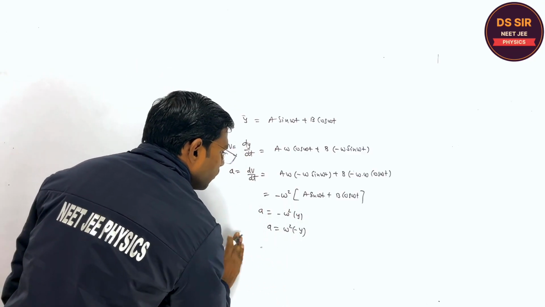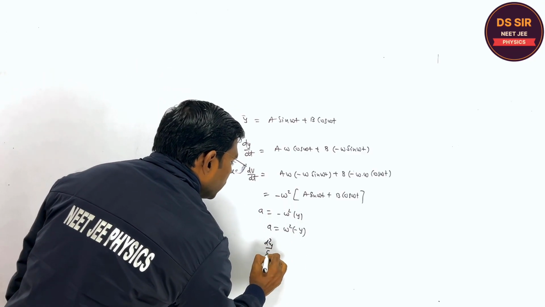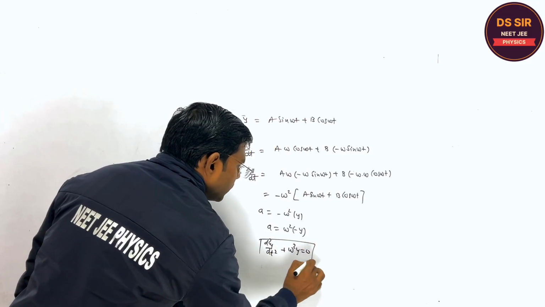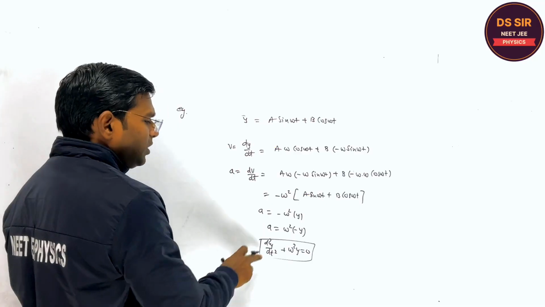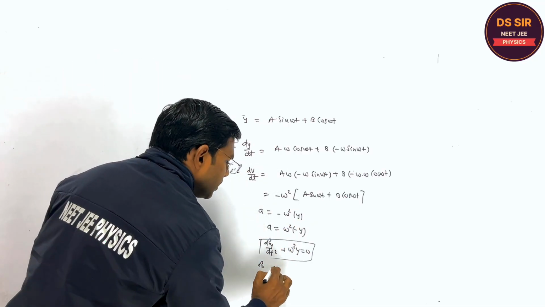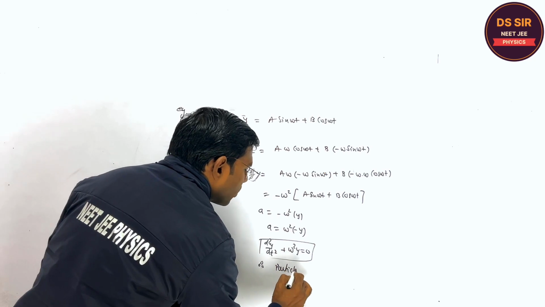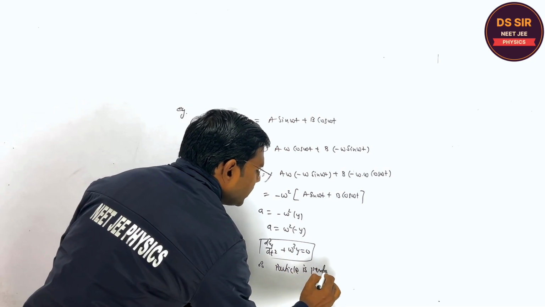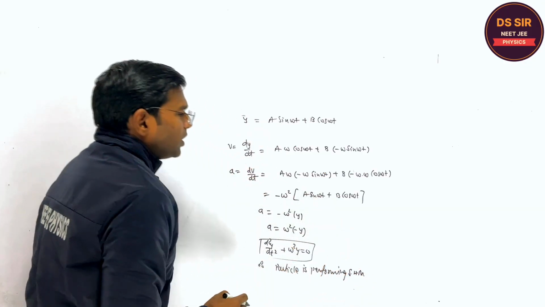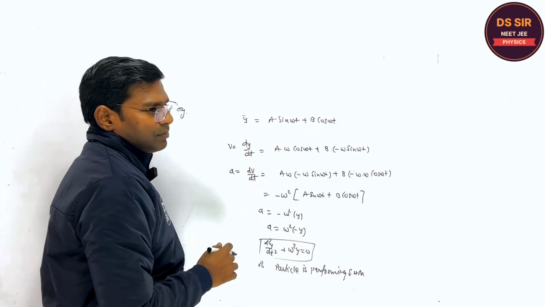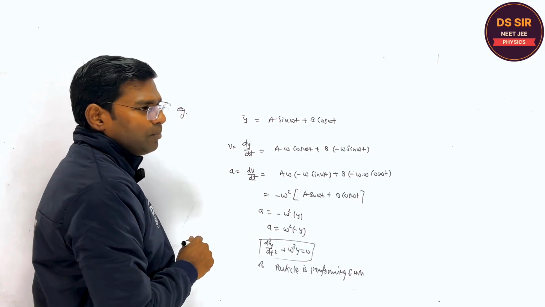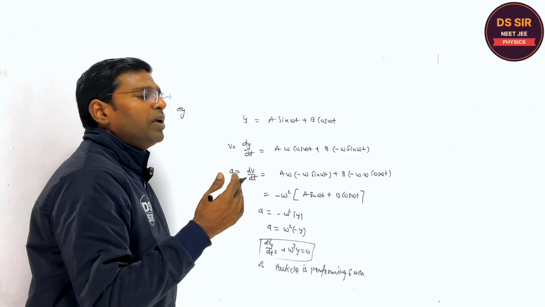So the particle is performing d square y upon dt square plus omega square y equals 0. This is the differential equation, a second order differential equation in y. Therefore, what is the nature of the particle's motion? Therefore, the particle is performing SHM. Is it clear or not? So they will give you different equations, and you have to recognize whether they are SHM or not. This is one important and basic question in JEE.